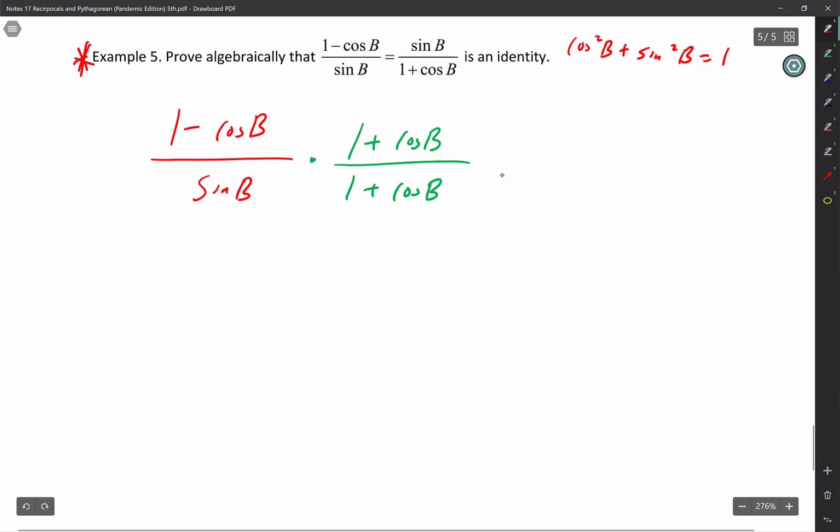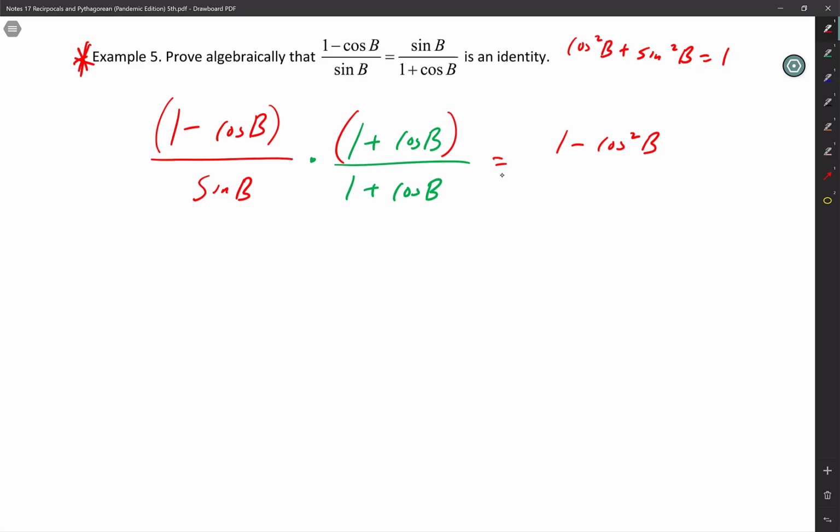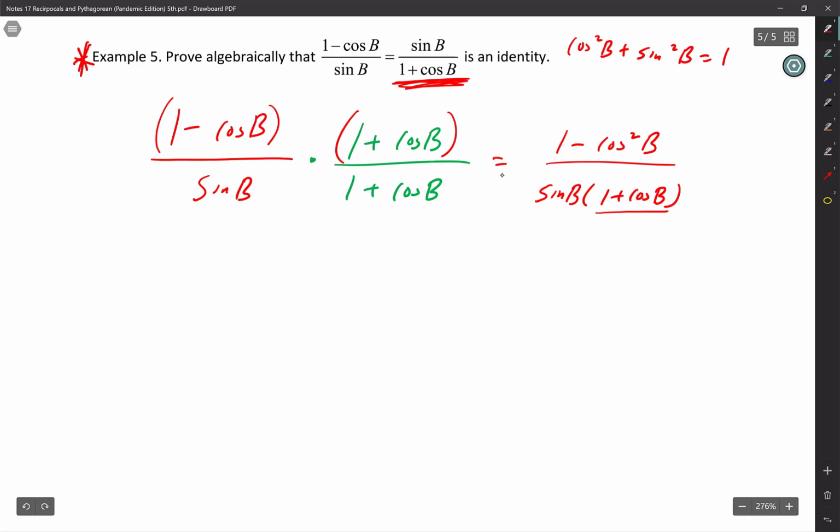When you multiply the difference of squares on the top, you're going to get 1 minus cosine squared B. Now, if you want to do FOIL, that's fine. The middle terms are going to cancel out. And on the bottom, do not distribute this. And let me tell you why. You do not want to distribute because I already have the 1 plus cosine B right there. Do you see that, guys?